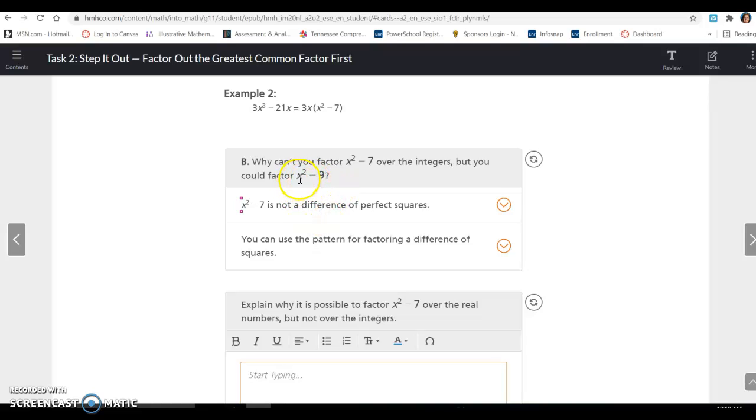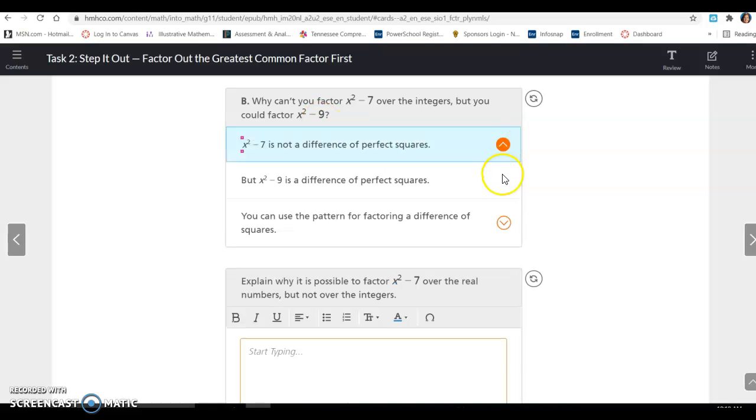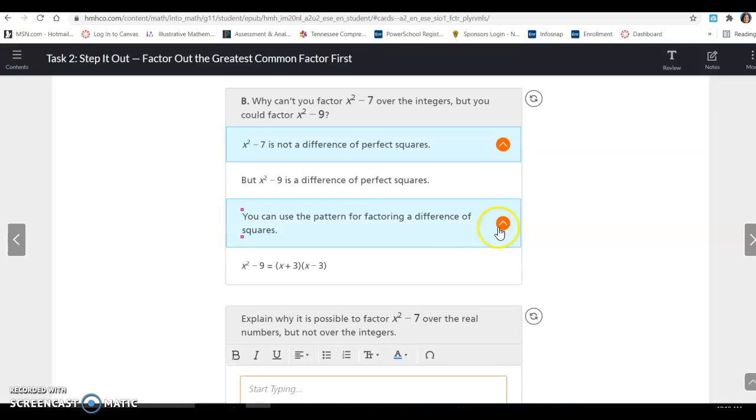If you have a perfect square and a minus, this is called a difference of squares, exactly what it looks like. In math, you'll find that most names of things come directly from what you see there. So this is a difference of squares. It says that x squared minus 7 is not a difference of perfect squares, and x squared minus 9 is a difference of perfect squares. So remember, x squared minus 9 can be rewritten as x plus 3 and x minus 3.